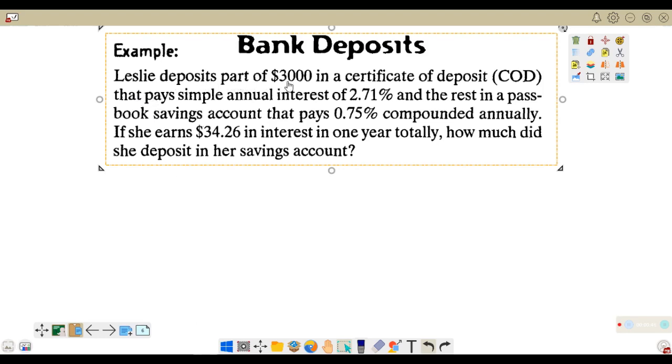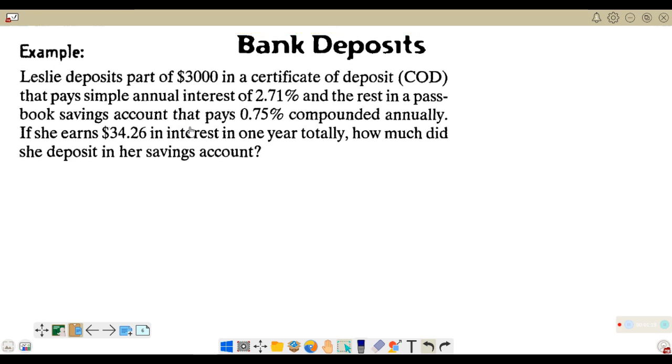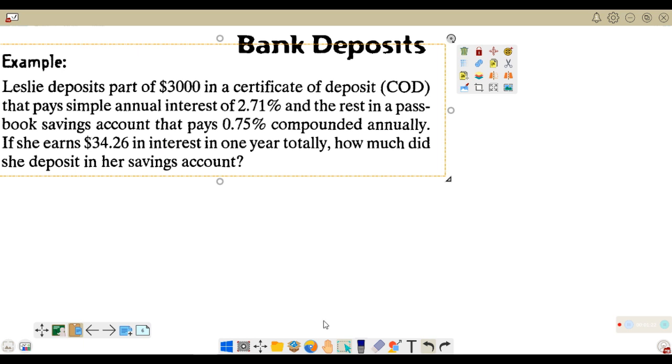Okay, so this is the problem. Leslie deposited part of $3,000 in a certificate of deposit, or COD, that pays simple annual interest of 2.7% and the rest in a passbook savings account that pays 0.75% compounded annually. So if she earns $34.26 in interest in 1 year totally, how much did she deposit in her savings account? So we will start of course with the given.